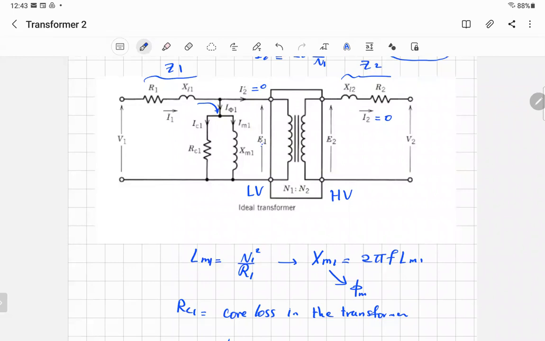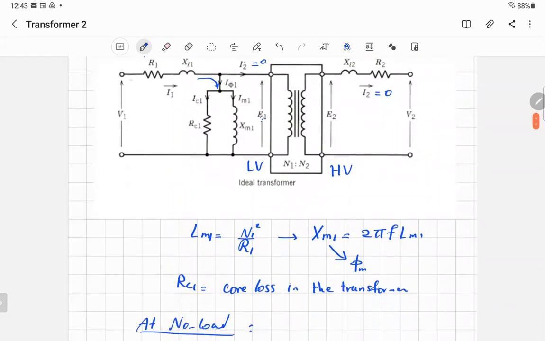When you want to find R1, X1, R2, X2, you are going to do the short circuit test. When you do the short circuit test, you short circuit the low voltage side and put your measuring tools at the high voltage side. That's what you're going to do. That's practically what they do.